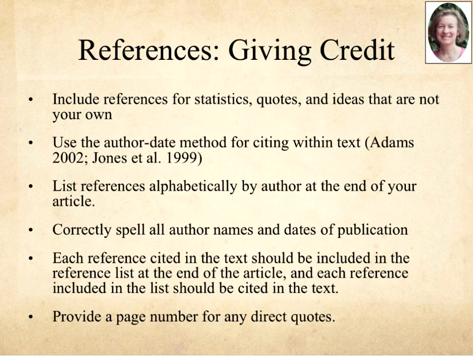And then references. As Ken mentioned, we're not a research journal, but if you're going to cite references, and we do need to know that it's coming from a specific place, you should include references for statistics, quotes, ideas that aren't your own. If you make a statement like project-based learning is the best thing since sliced bread, where did that idea come from? And then using the author-date method for citing within the text. If you take a look at some of the articles, you'll see how that's done. Listing your references alphabetically by author at the end of the article.